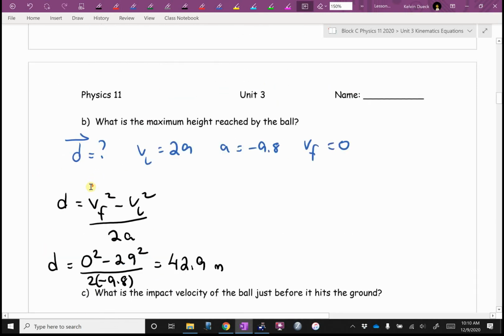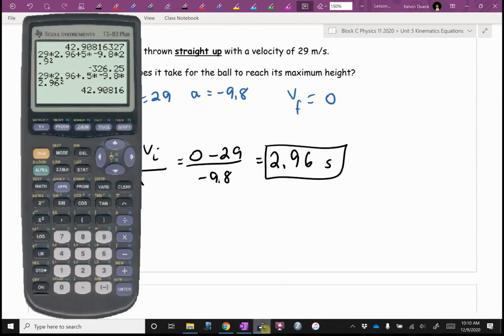So I'm going to scroll back, and I'm going to be really, really nitpicky. I'm going to go 0 minus 29, close bracket, divided by negative 9.8. Instead of using the 2.96, I'm actually going to use my answer button times 2. And if I do that, I get 5.918. I'm going to write 5.92, but can you remember that number?